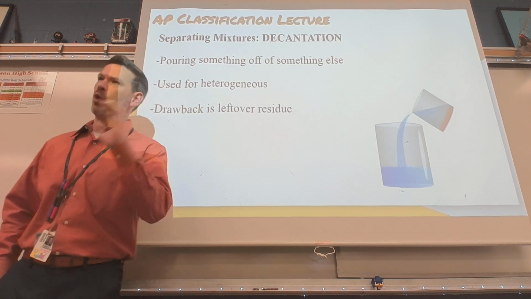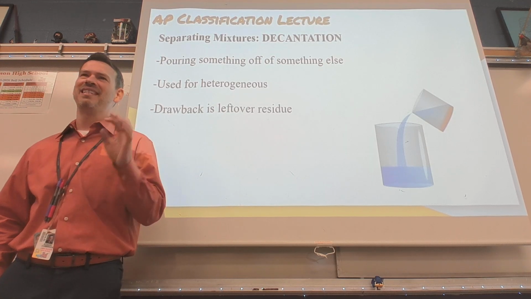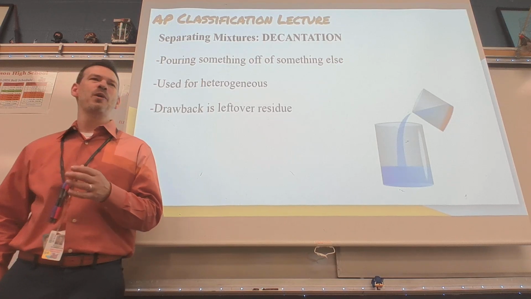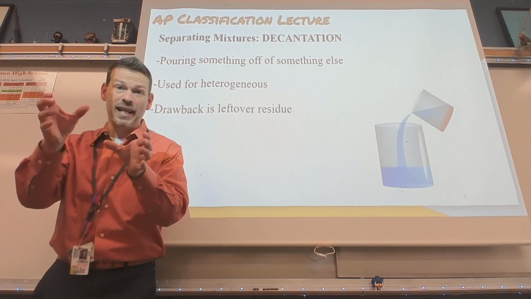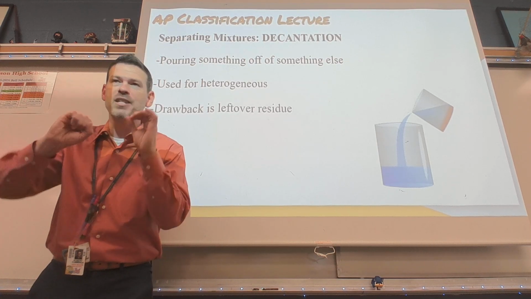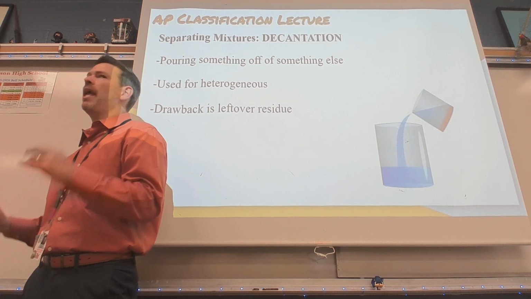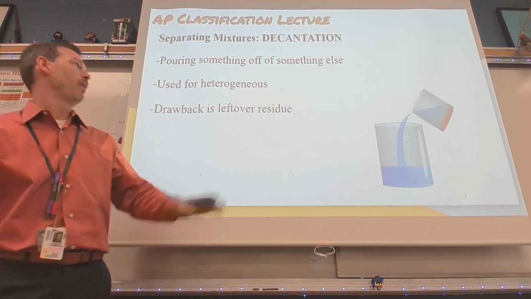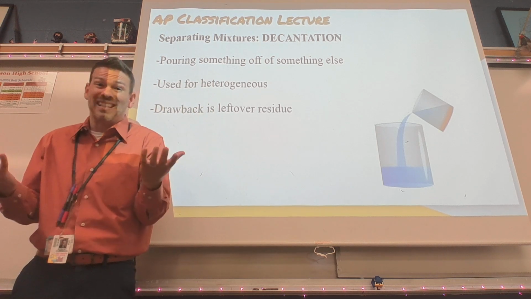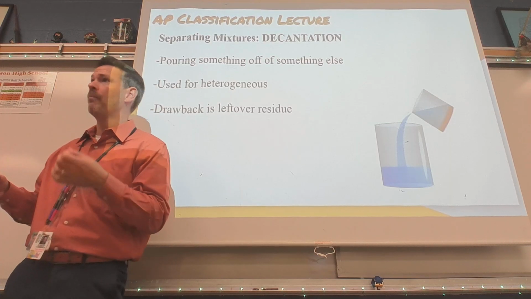Okay, the worst way to separate two things is decantation. Decantation is where you have a mixture and you literally try to carefully pour one part off of the other. An example of decantation, by the way, it's only for heterogeneous because you have to be able to see the parts that you're trying to carefully pour.